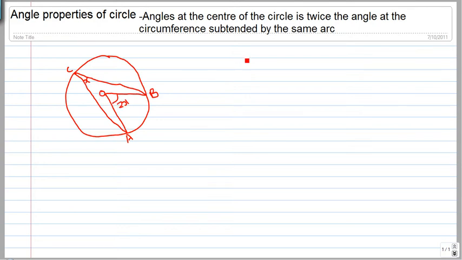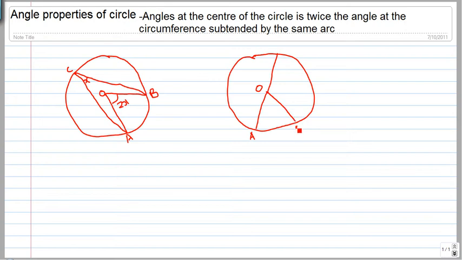Another variation is this. You've got a circle here, and this is the center of the circle. You draw a line that passes through the center of the circle. Let the center of the circle be O, this be A, this be B, and this be C. So it's the same thing.